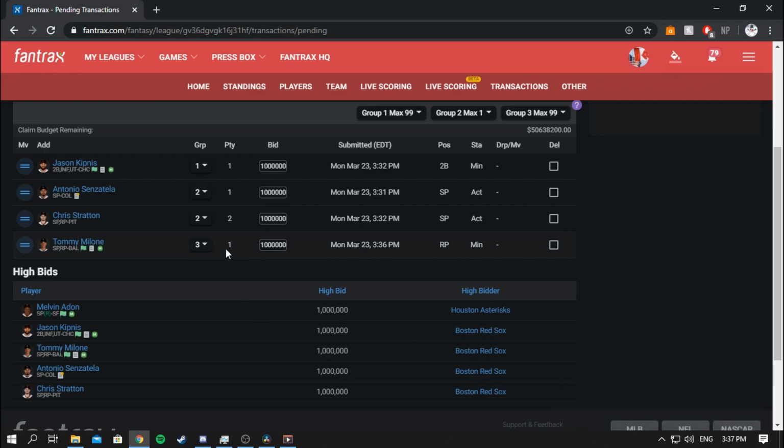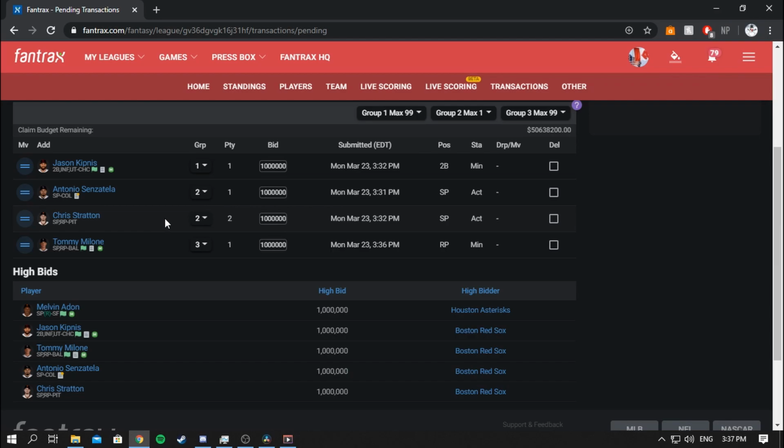And then you're good. So in this setup here, you only have one player in group 1. It's Kipnis. It's going to try and get him for $1 million. It'll be yay or nay. In group 2, you have 2 starting pitchers, and you have up here group 2 set for just one player out of that group that you want. So it'll try for Senzatella first, and if someone outbids you on him, then it'll try for Stratton. If you win the bid for Senzatella, it'll just ignore Stratton because you've already got the one player from that group that you wanted.